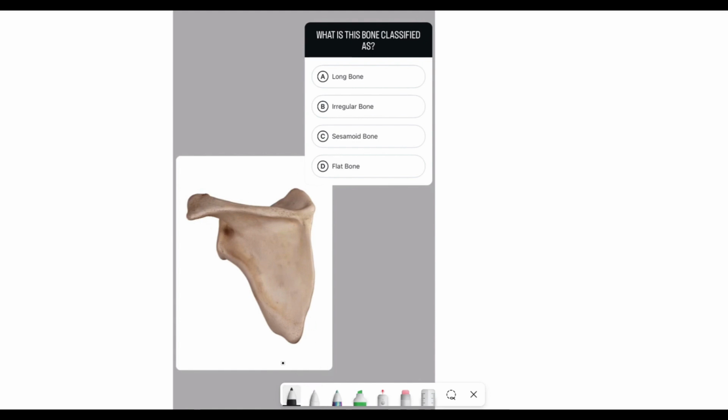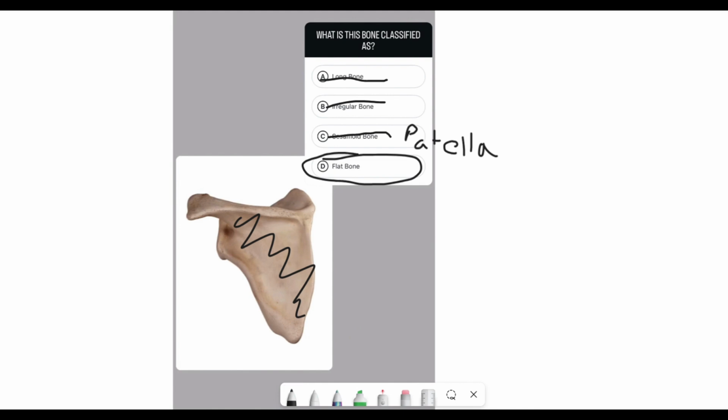Alrighty, this looks like the scapula to me. So irregular, no chance. Long bone, nope, looks pretty wide. Sesamoid bone, it's not really within a tendon, protecting a tendon. And remember, your main one there is going to be the patella. So if we're going to answer sesamoid at some point, it's probably going to be about the patella. So that's going to be your flat bone. You can see it's kind of flat here. So that will be your answer there.